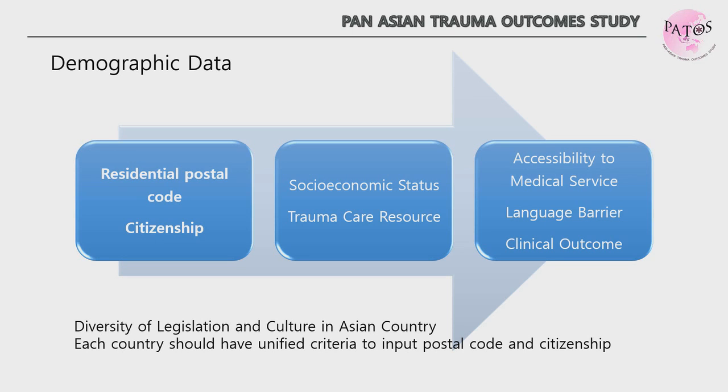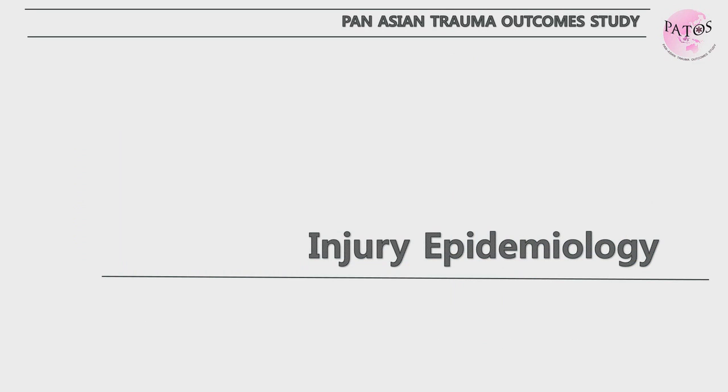Now, some countries may not have a clear definition of citizenship as other countries do, and some may not have a postal code system. In this case, please discuss with your country PI and enter the data according to the alternative criteria developed for your country. Next, we'll move on to injury epidemiology.